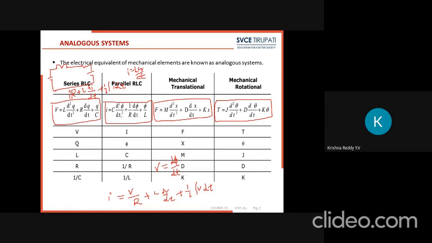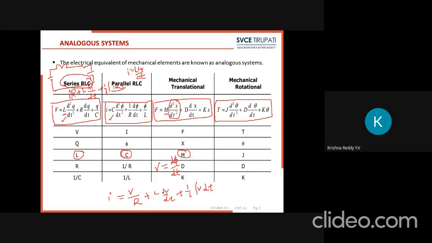Then we can replace the quantities. d squared x by dt squared is equal to m. M is replaced with inductor. Similarly, M is replaced with capacitor. These are the analogous terms between electrical and mechanical quantities. By applying the series RLC, we get this voltage equation. For parallel RLC, we get the current equation.